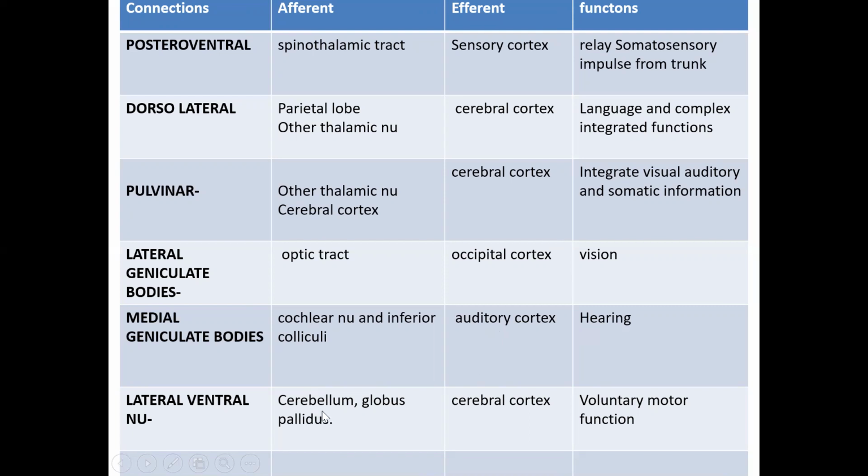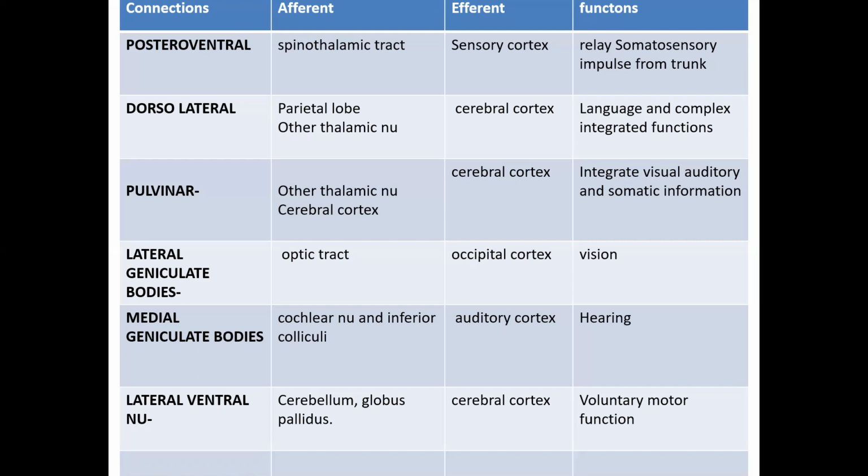Lateral ventral group of nuclei. Afferent is from the cerebellum and globus pallidus, part of basal ganglia. Efferent is toward the cerebral cortex, and function is voluntary motor functions. So once you remember this chart of nuclei, afferent, efferent, and functions, it is very easy to write what are the functions of the thalamus.